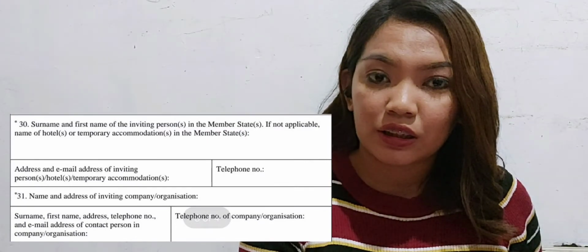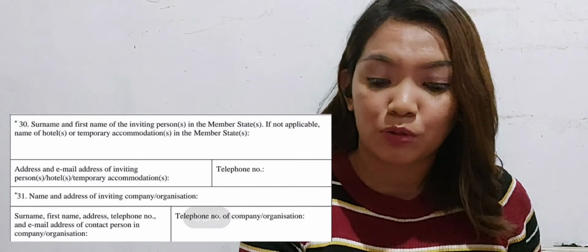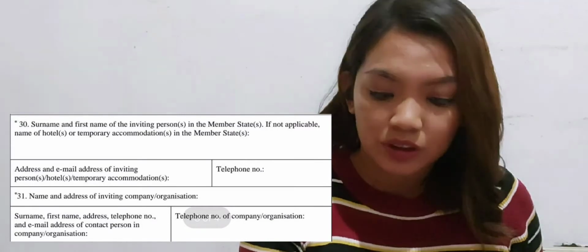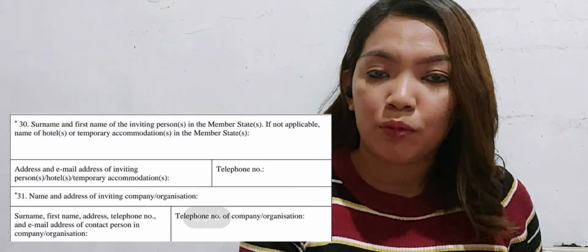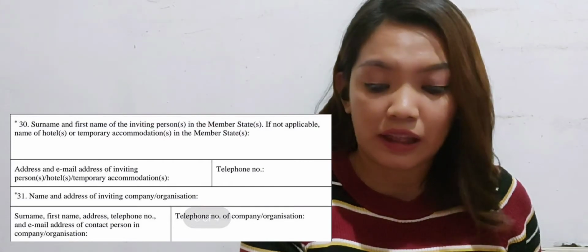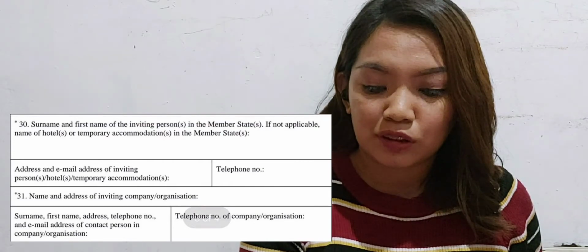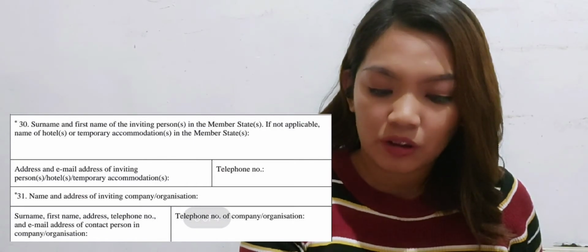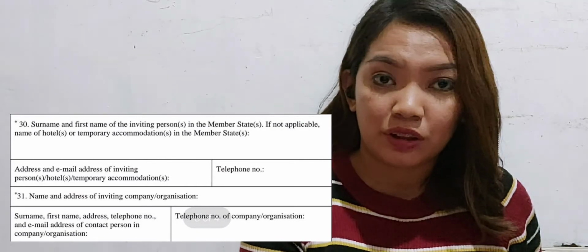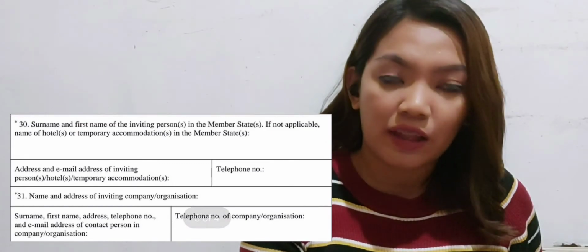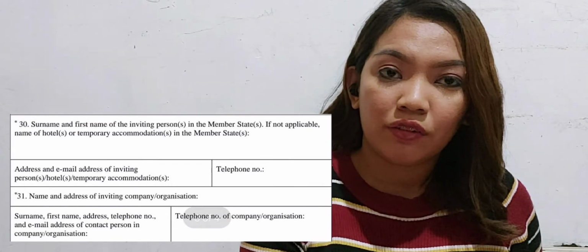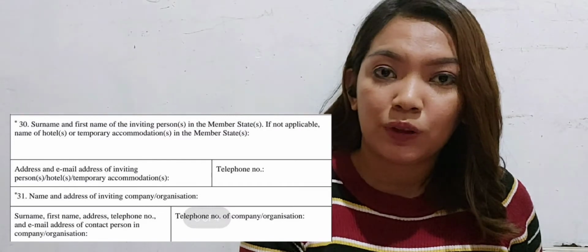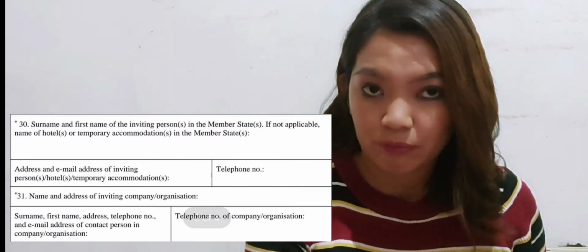For this, of course, like it says on the form, you need to write in their name and address, and then put in the head's first and last name, their address and telephone number, as well as the email address. And then on the side of that, put in the telephone number of the company or organization itself.